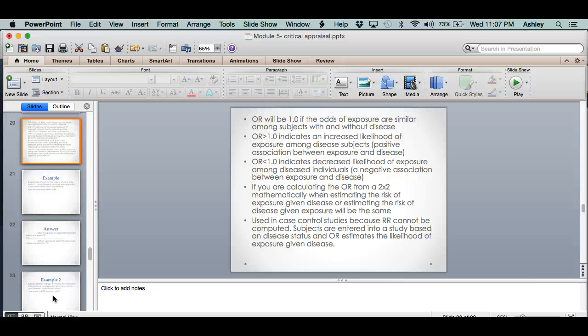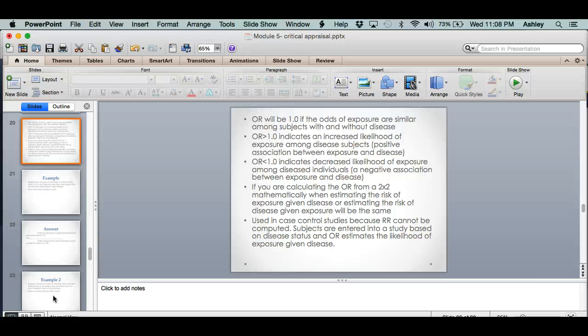Now, odds ratio will be 1.0 if the odds of exposures are similar among the subjects with and without disease. Odds ratio will be greater than 1.0 if it indicates an increased likelihood of exposure among disease subjects, a positive association between exposure and disease. If it's less than 1.0, it indicates decreased likelihood of exposure among diseased individuals, a negative association.